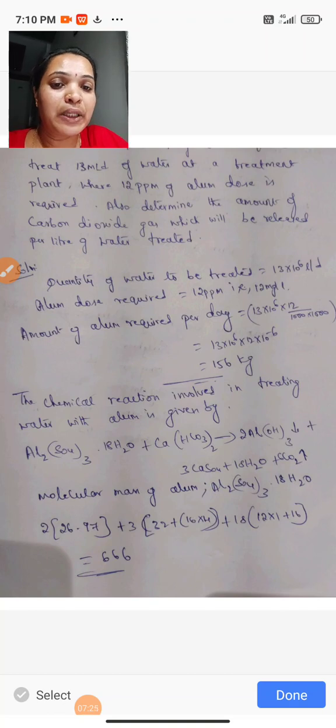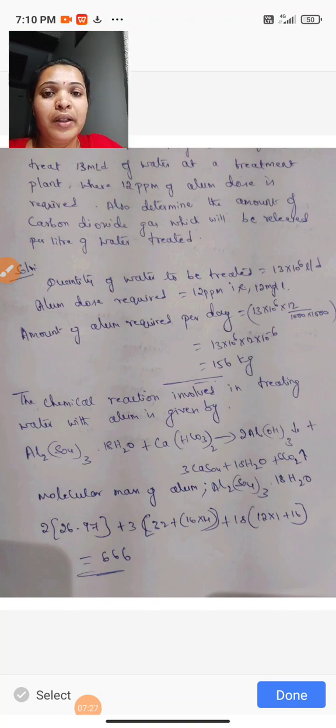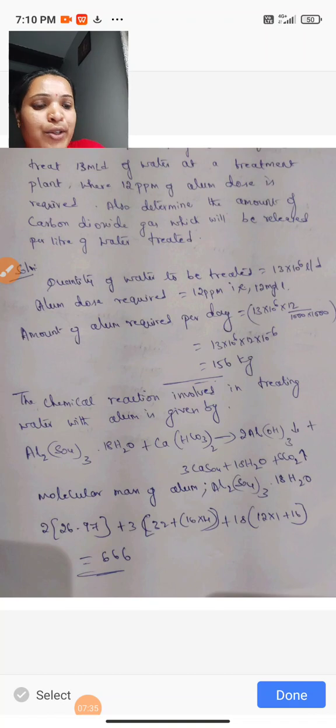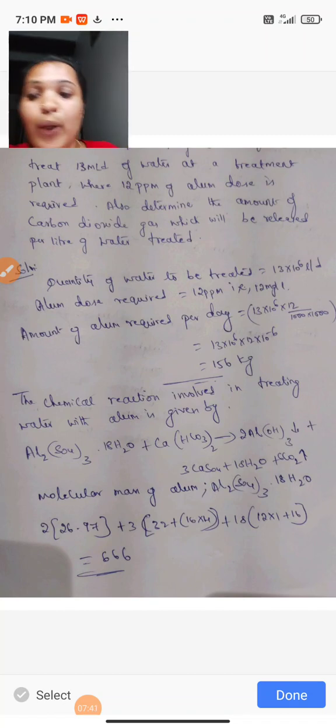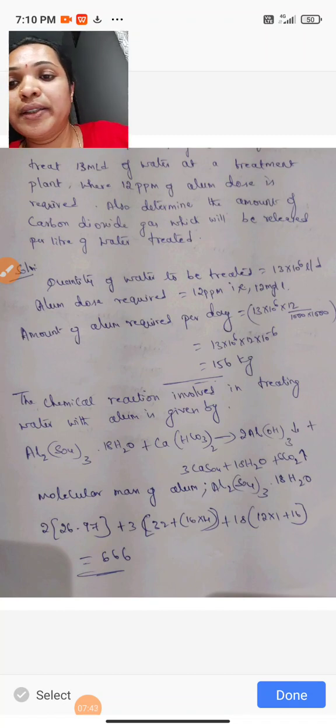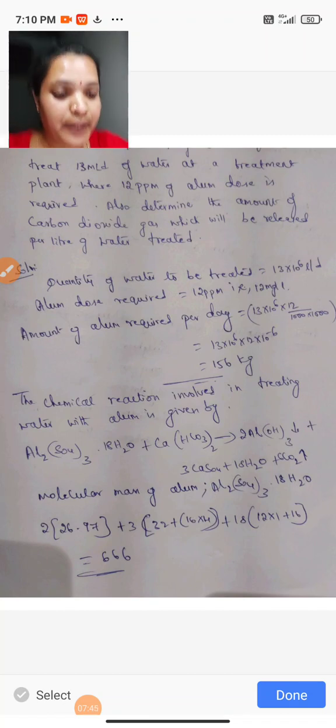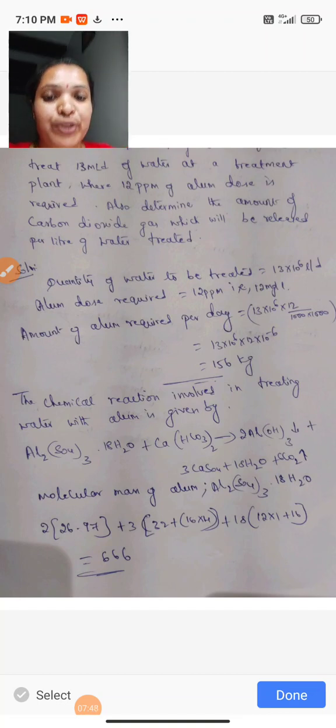So in this particular problem, they asked to calculate how much carbon dioxide will be released per liter of water. So first we have to determine the quantity of alum required in order to treat the 13 MLD of water.